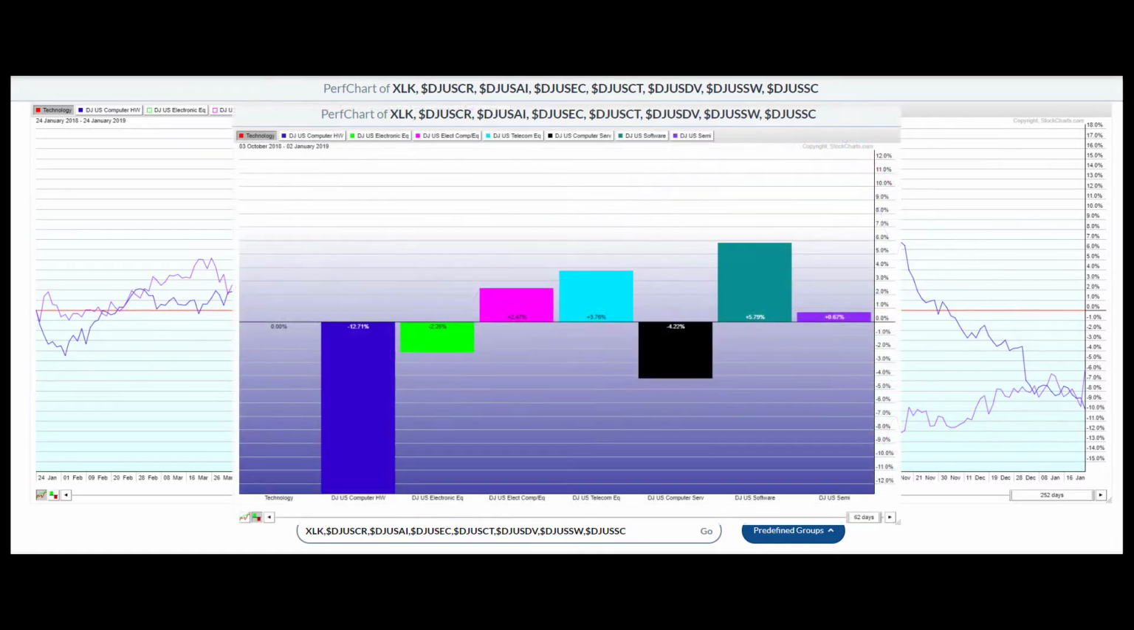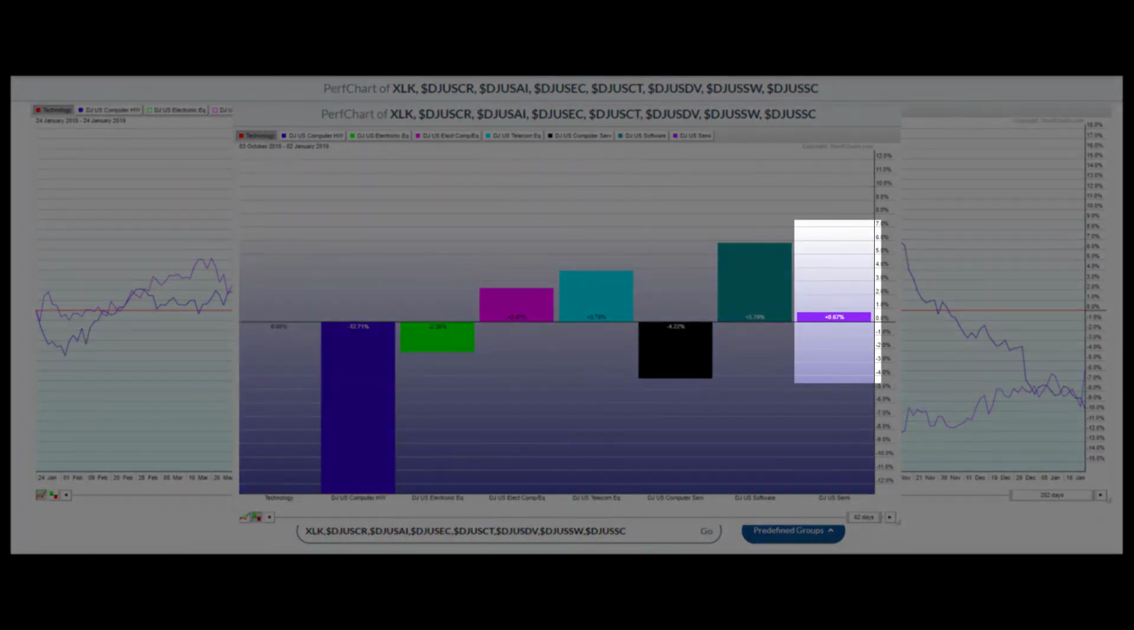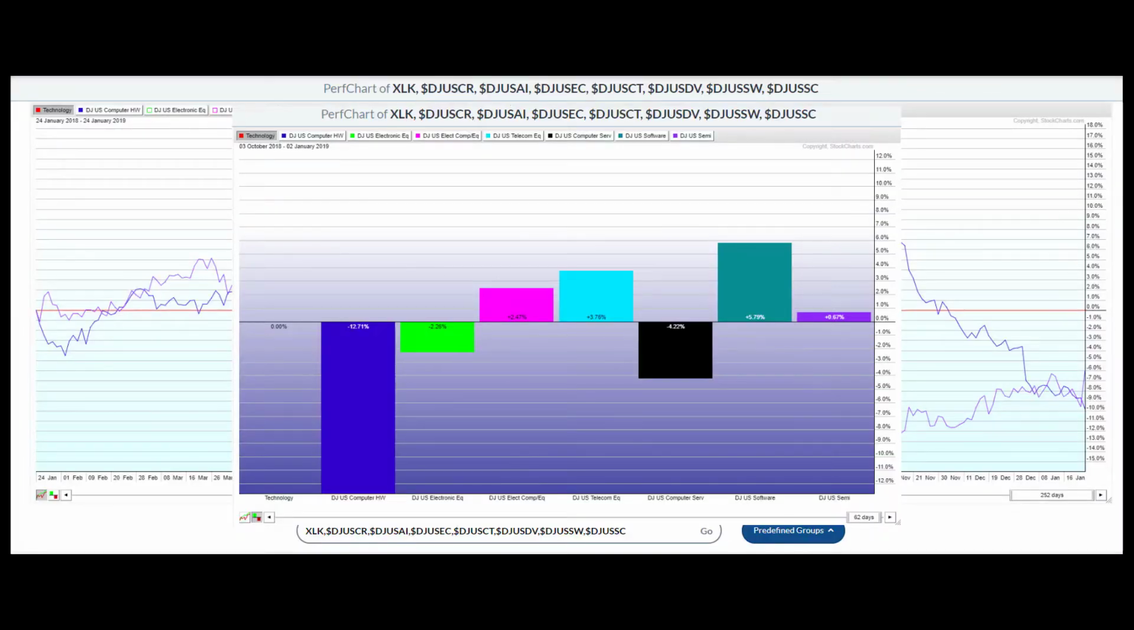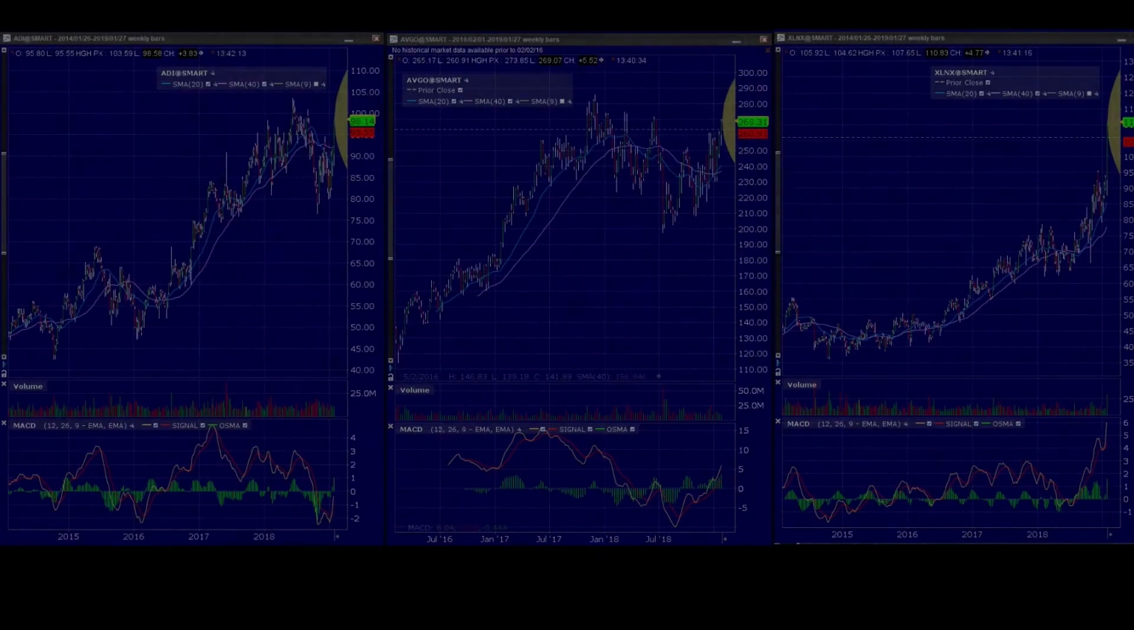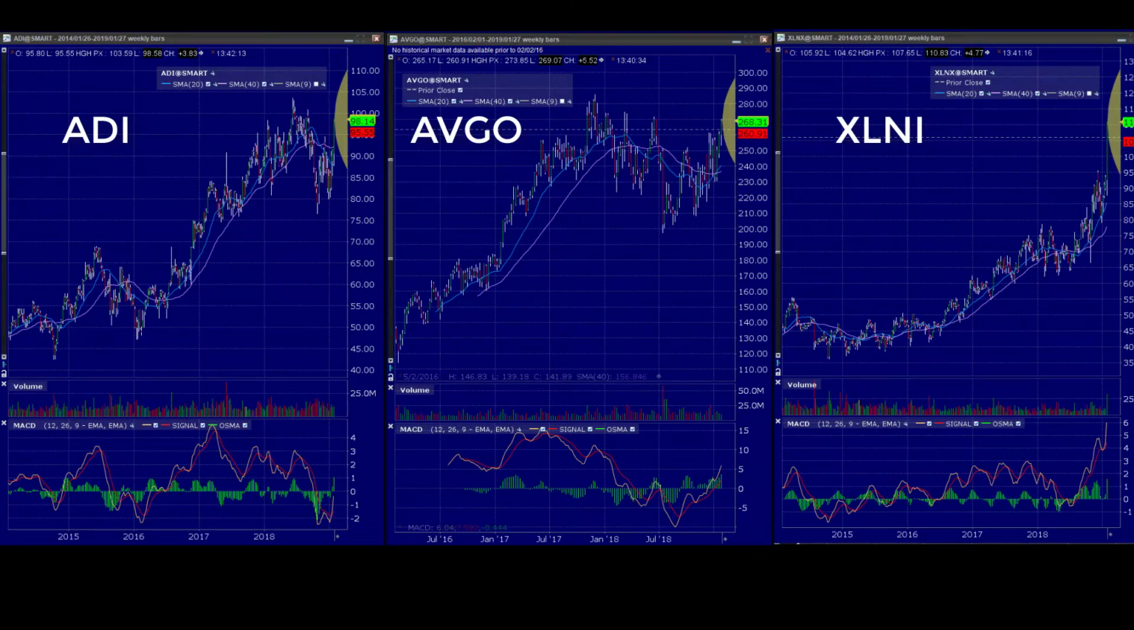Late in December 2018, the semiconductor industry group begins to outperform the technology sector. This suggests that funds are beginning to flow to the semiconductors. With this in mind, we want to look at stocks that might benefit from this funds flow. This slide shows 3 of the top performing stocks in the semiconductor subsector industry group. All of these stocks are close to their all-time highs.